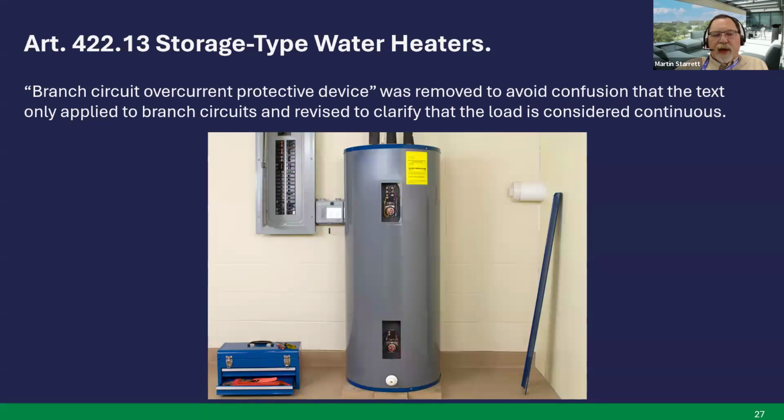Article 422.13, storage type water heaters. Branch circuit overcurrent device was removed, as we saw in the definition of branch circuit overcurrent device. Also, in Article 240, pretty much now everything's going to be overcurrent protective device. It was removed to avoid confusion that the text only applied to branch circuits, and revised to clarify that the load is considered continuous. Next slide.